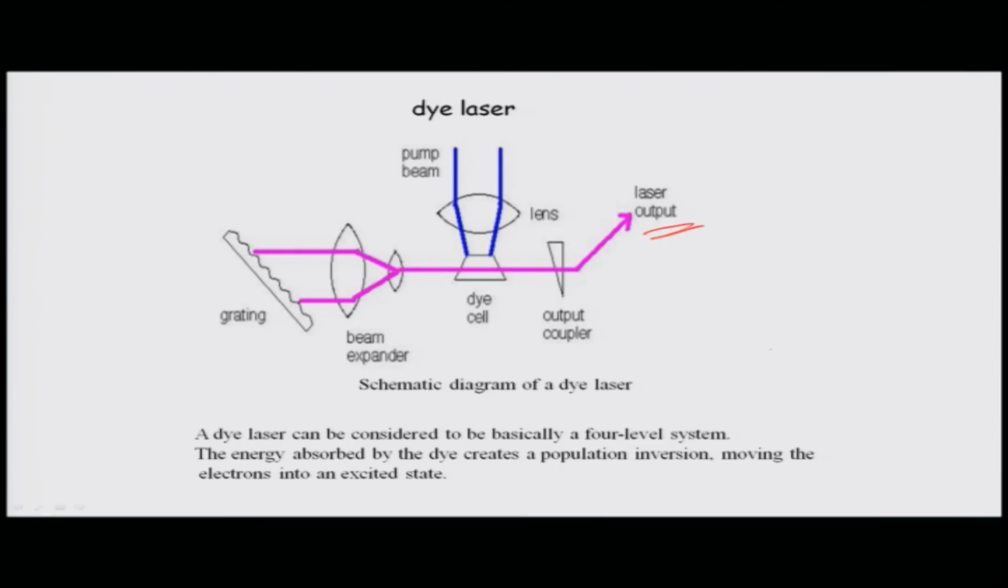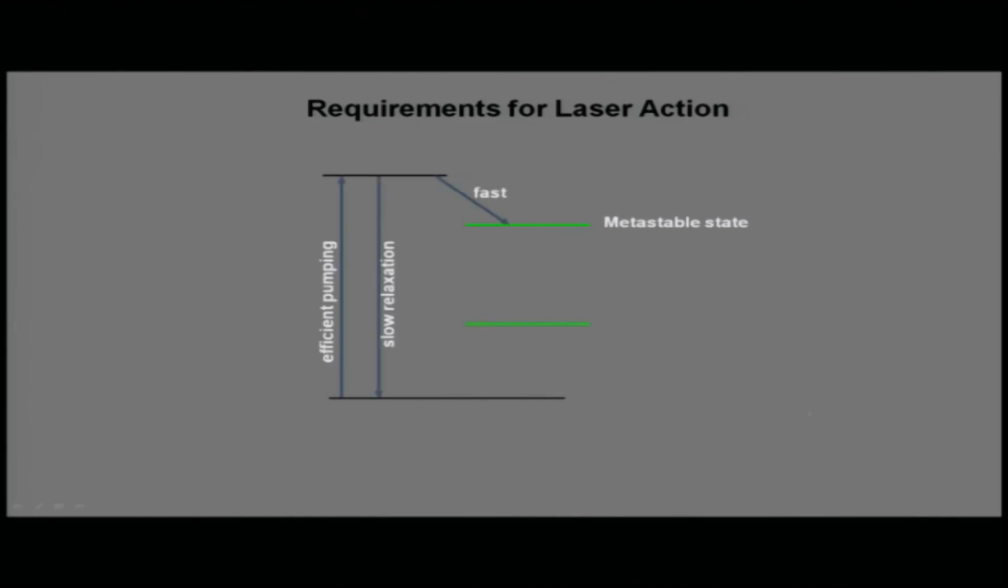And it is a 4-level system, and the energy absorbed in the dye creates a population inversion, moving the electrons into an excited state. So, this is the 4-level system that we can see in a dye laser, where you have efficient pumping to the excited state, and this excited state has very low relaxation to the place where it came from, the ground state. Instead, it quickly goes into a metastable state, which is sort of stable because its relaxation into the other possible state down there is low.